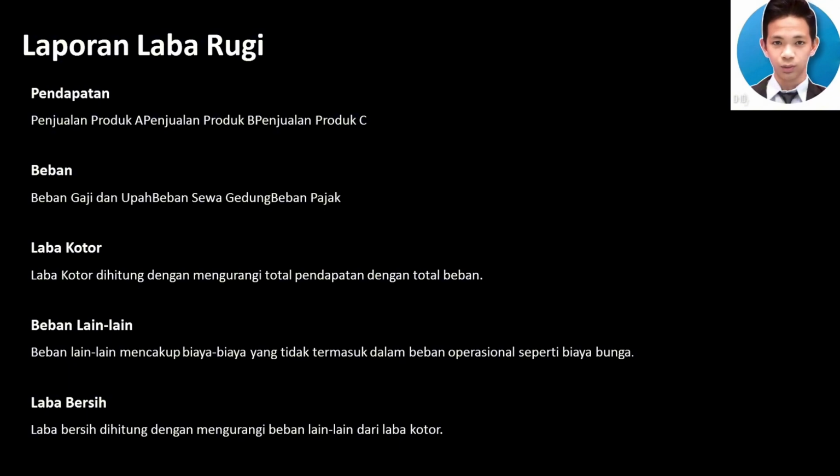Income statement. Income. Product A sales, Product B sales, Product C sales. Expenses. Salary and wages expense, building rent expense. Tax expense. Gross profit. Gross profit is calculated by subtracting the total expenses from the total income. Other expenses. Other expenses include costs that are not part of operational expenses, such as interest expenses. Net profit. Net profit is calculated by subtracting other expenses from gross profit.